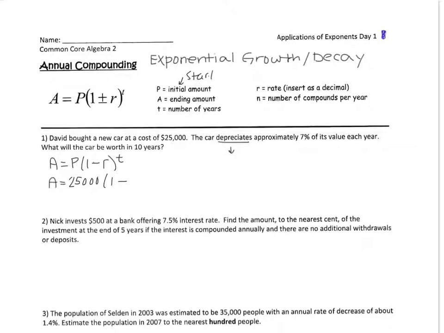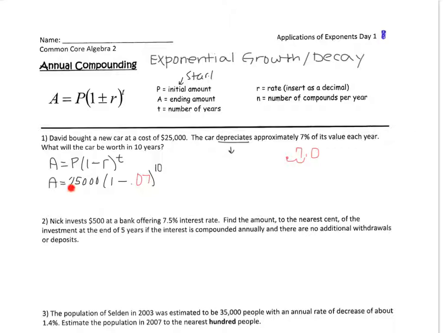1 minus, now my rate. R is the rate inserted as a decimal though. So if I have a depreciation rate of 7%, we move the decimal place 2 places to the left. So we put this in as 0.07 to the however many years, where T is the time. So we have 10 years.